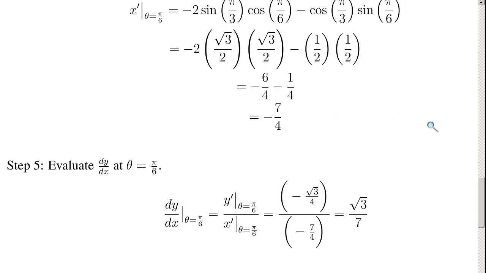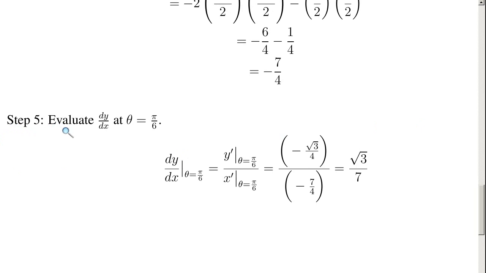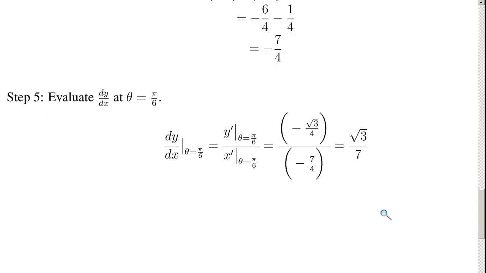So what do we do with these two numbers? Well, step 5, evaluate dy over dx at theta equals pi over 6. dy over dx at theta equals pi over 6 equals y prime at theta equals pi over 6 divided by x prime at theta equals pi over 6. So it's just a simple matter of dividing the two numbers. Negative root 3 over 4 divided by negative 7 over 4 comes out to root 3 over 7. And that's your final answer.